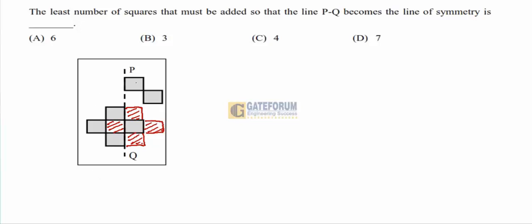Now let us look here. Here is 1 square, so 1 square must be added here also, just to balance the symmetry. Now 1 square is here, so we must add 1 square here also to balance the symmetry. And now you see both these diagrams on both sides are absolutely symmetrical. So you can say PQ is the line of symmetry. Now for that we have had to add, if you count, 6 squares, so our answer would be 6.